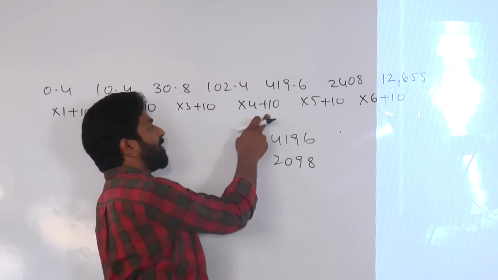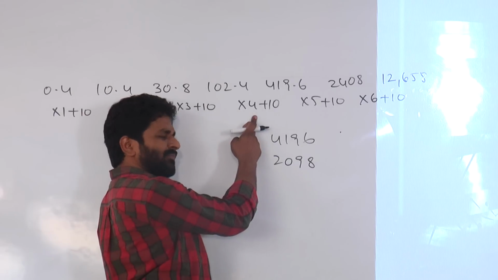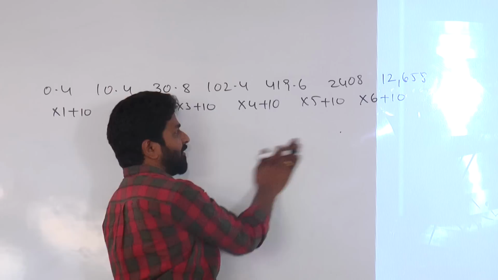Into 4 plus 10, into 4 times, I think I have verified it, right? 408, 409.6 right. Into 5.